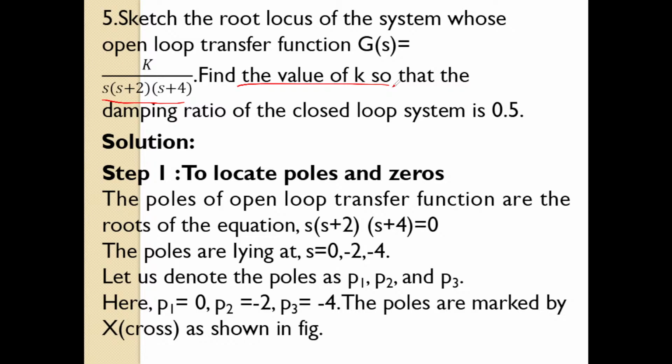So locate the poles on the x-axis. They are real poles, therefore locate them on the real axis. Consider scale as 2 centimeter equal to 1 unit. So P1 is at the origin, P2 is at minus 2, P3 is at minus 4. Locate them on the real axis.